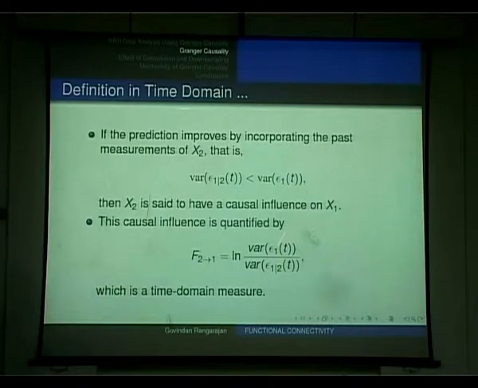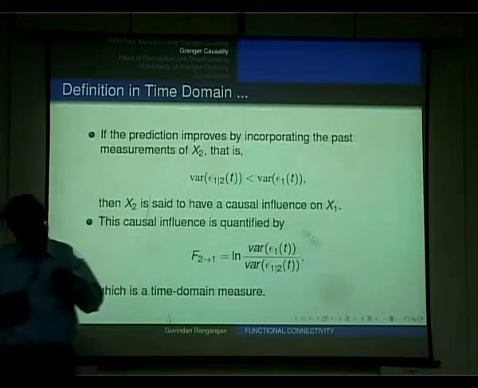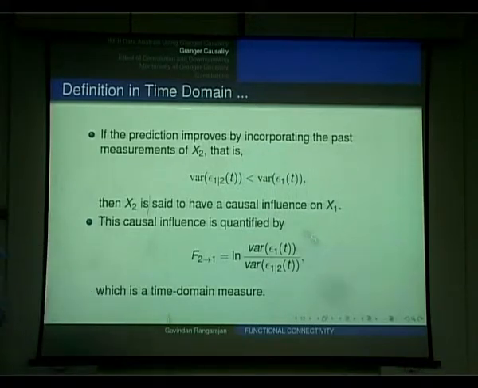Again, I'm just giving you all this, but you should do it in a statistical sense. You have to look at statistical significance and all that. I'm not getting into those, I'm just giving you the underlying concept. So you have the quantification of the causal relation from 2 to 1 using Granger causality.